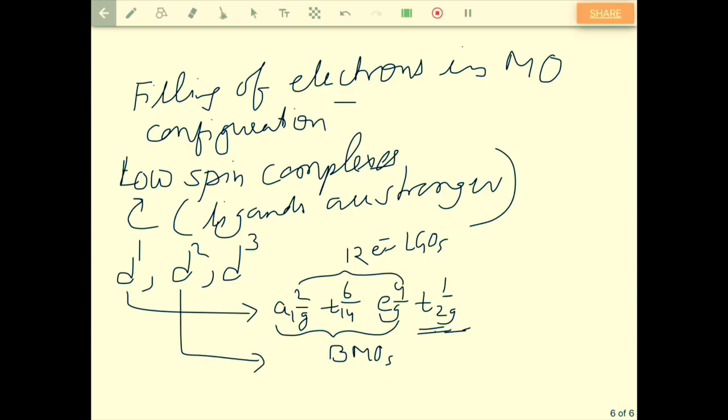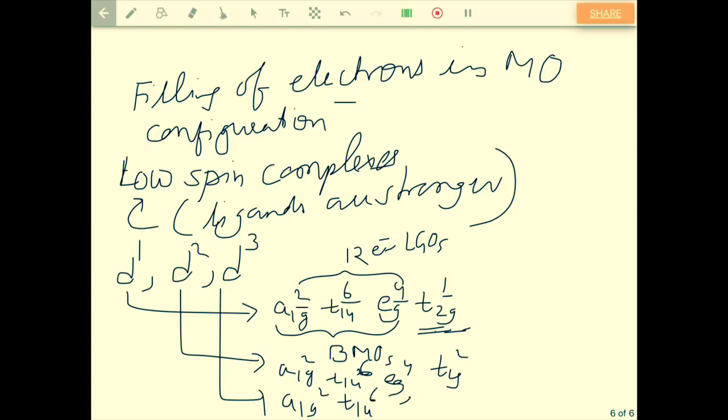Likewise, for the d2 configuration, the electron filling will be like this. Either it is a low spin complex or a high spin complex, the filling will be like this. For d3 configuration, the electronic configuration of molecular orbitals will be like this. So there is no effect of high spin or low spin complex. For both low spin and high spin complexes, the configuration will remain as such.